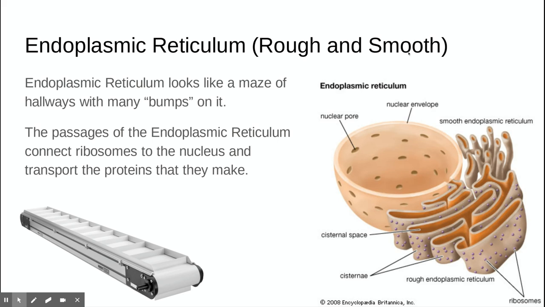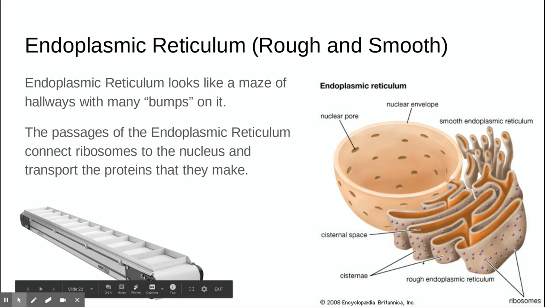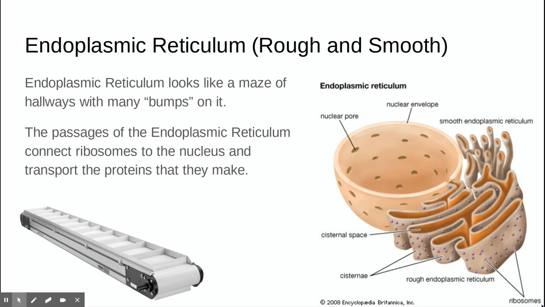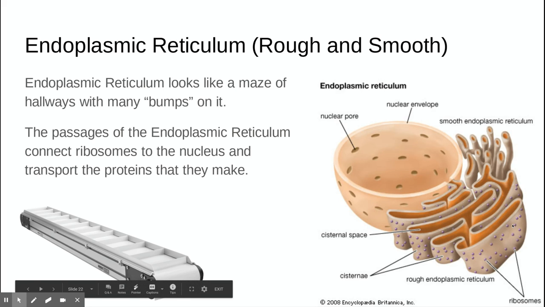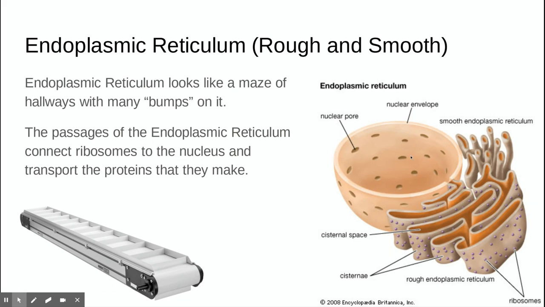All right, the endoplasmic reticulum, sometimes just referred to as the ER, but there are two types. There's the rough and the smooth version. The rough version is named the rough version because it's covered in these tiny little spots, and the tiny little spots are ribosomes. What did ribosomes do? They made proteins, right?